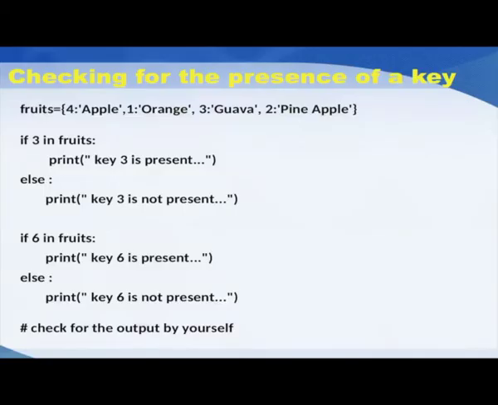Okay. Suppose you want to check whether a key is present in a dictionary. How do we check? This demonstrates how to check for the presence of a key. Again, we consider our good old fruit example. So, we have 4 fruits. I am checking if 3 in fruits, that is whether key 3 is present in fruits. Obviously, it is present. So, we will get key 3 is present, and I am checking if 6 is present, but 6 is not there. Obviously, we will get key is not present. Anyway, you try by yourself.